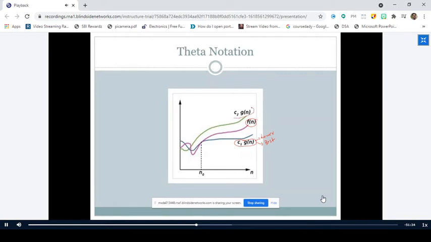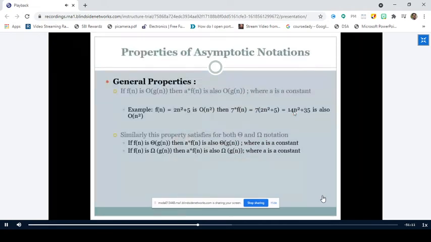And what is this c2 into g of n? It represents the upper bound, and it is going to represent the worst case. So the f of n, that is theta, always lies between the best case and the worst case, hence it is represented as average case. Is it clear? Yes, sir. Right.